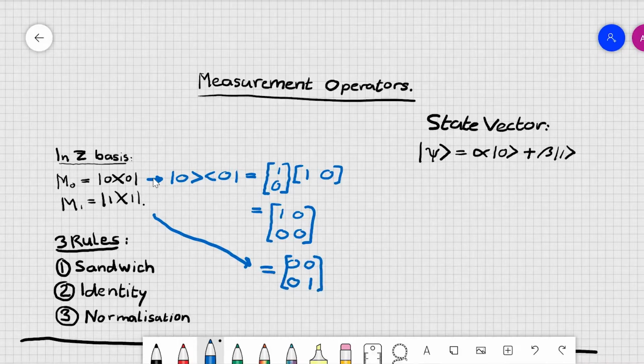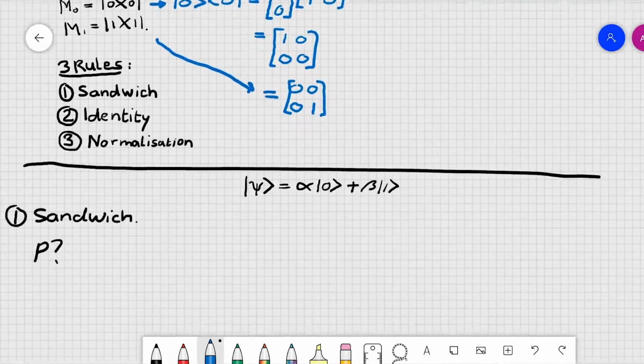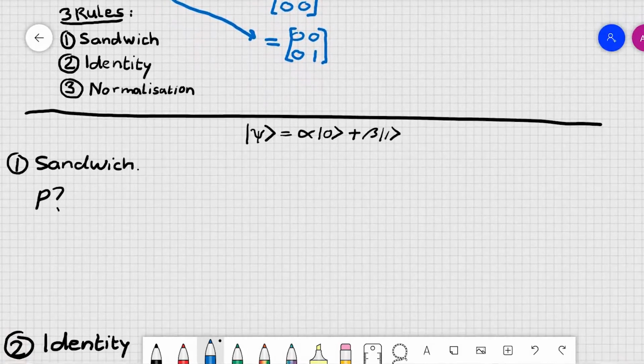There are three different rules you need to obey in order to write down a measurement in ket notation: the sandwich rule, the identity rule, and the normalization rule. Let's start with the sandwich rule. Suppose we have our familiar state psi is alpha 0 plus beta 1, and we want to know the probability of a certain measurement outcome.